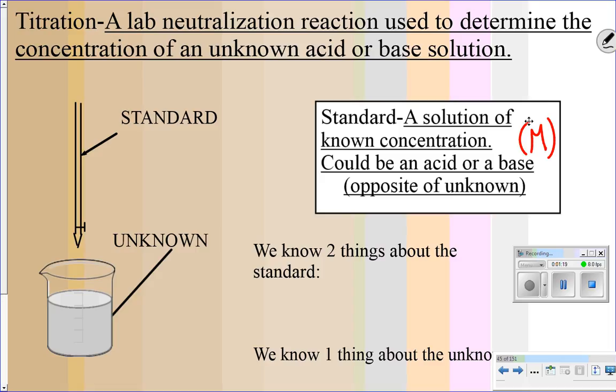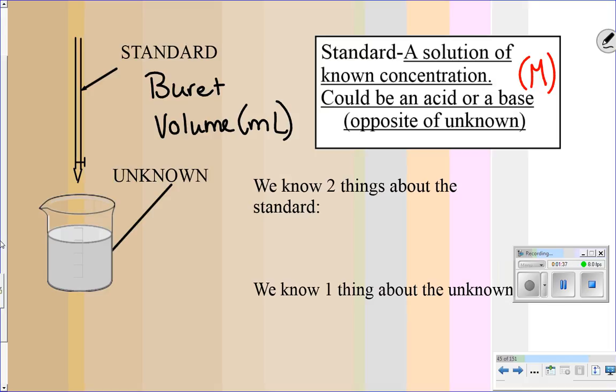The standard solution will be put into a burette. Remember, burettes allow us to very carefully and precisely measure volume, specifically in milliliters. We will put our unknown in a beaker. Typically flasks are used, but for our titrations we tend to use beakers. And with that unknown, we will be putting an indicator. pH probes can also be used if they're available to give a slightly more exact result.